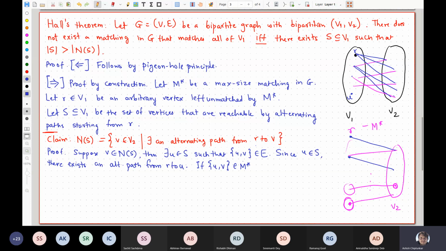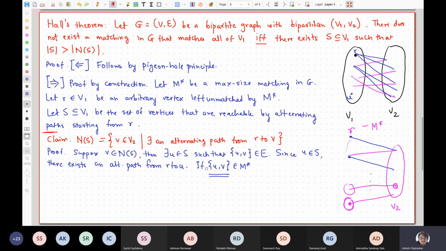Okay, so now what does that mean? What can you say about this edge? So it is in the matching, right? U is a vertex that is reachable from R. Look at that alternating path from R to U. The last edge must be a matching edge. The last edge traversed by this path must be a matching edge, and therefore it must precisely be this, because this is the only matching edge which is incident on U, right? So what does that mean?